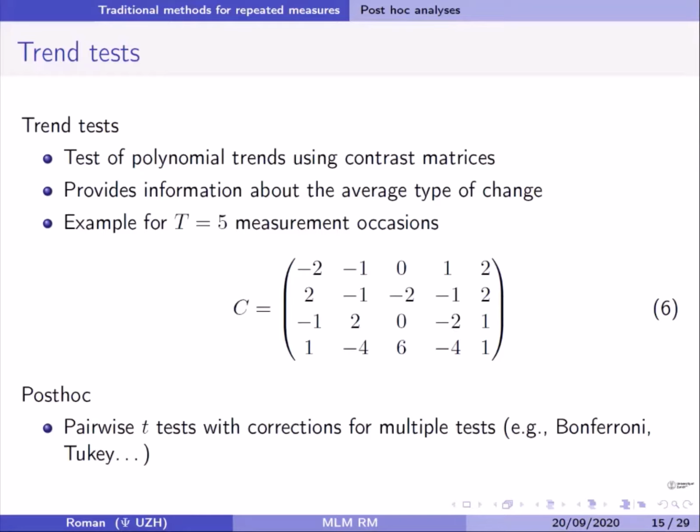Effectively, we are doing multiple comparisons between each of the time points to determine, is time point 1 different than 2? Is 2 different than 3? Is 3 different than 4? Is 4 different than 5? Is 1 different than 5? Is 1 different than 4? Etc. So this is a bit of a rudimentary way of going about things.